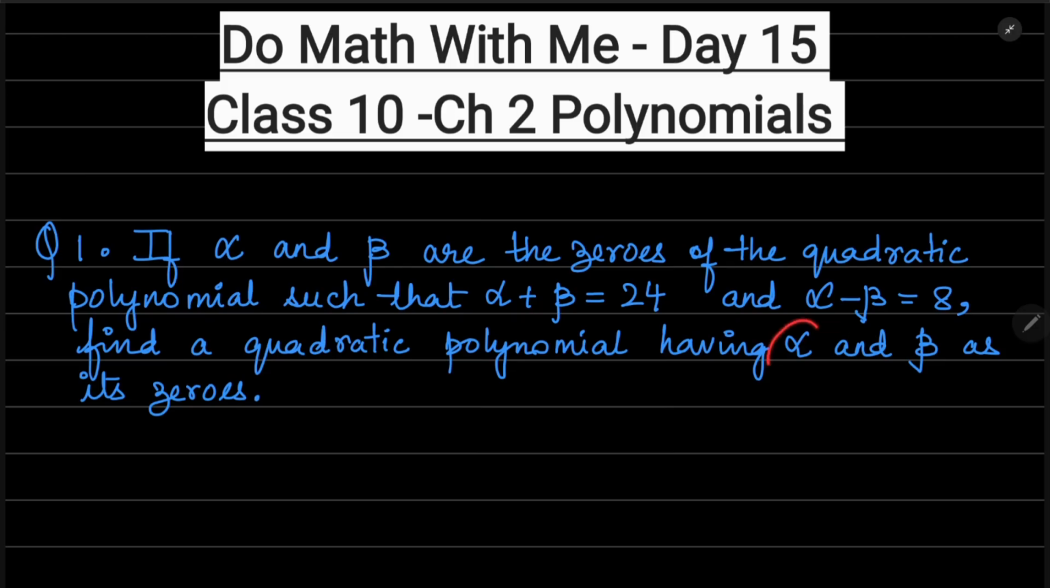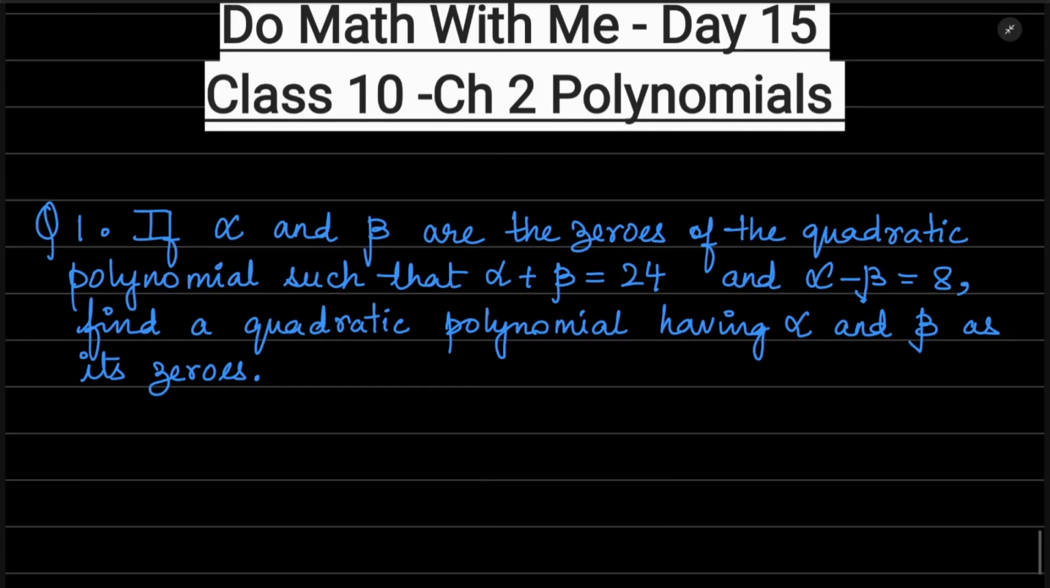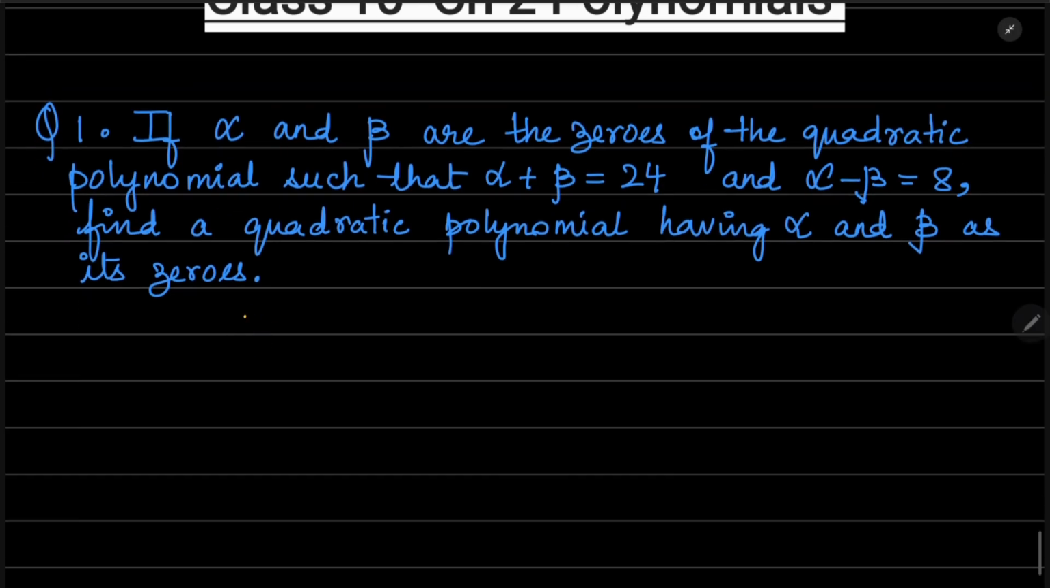But in order to know what alpha and beta are, the hint that you are given is the sum and the difference. Okay, so let us go ahead and solve these two equations and get the value of alpha and beta separately. So you are given alpha plus beta is nothing but 24. You are also given alpha minus beta is nothing but 8.